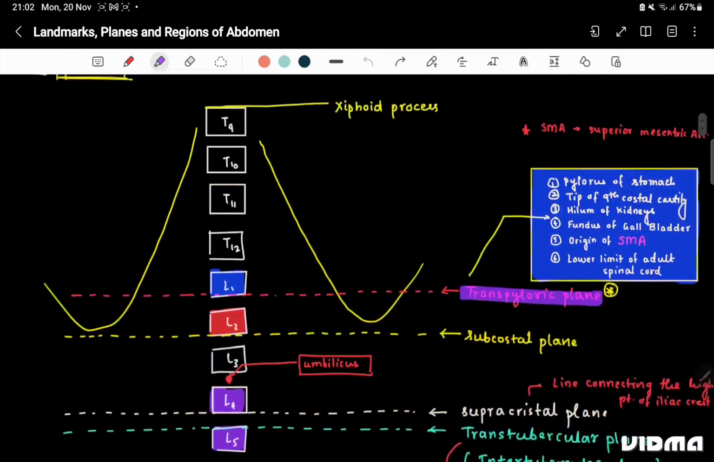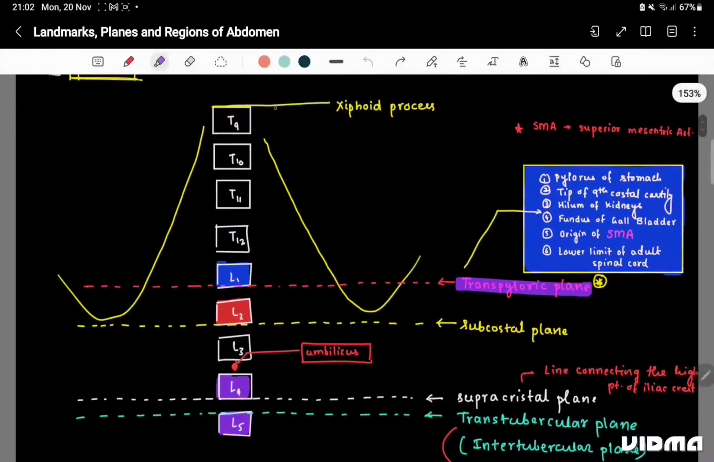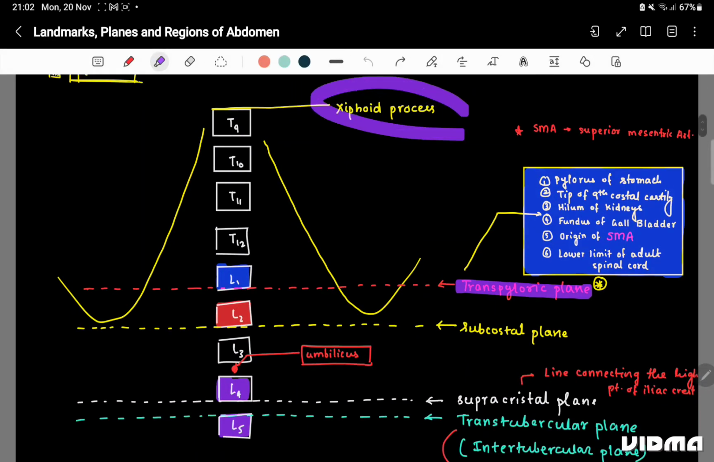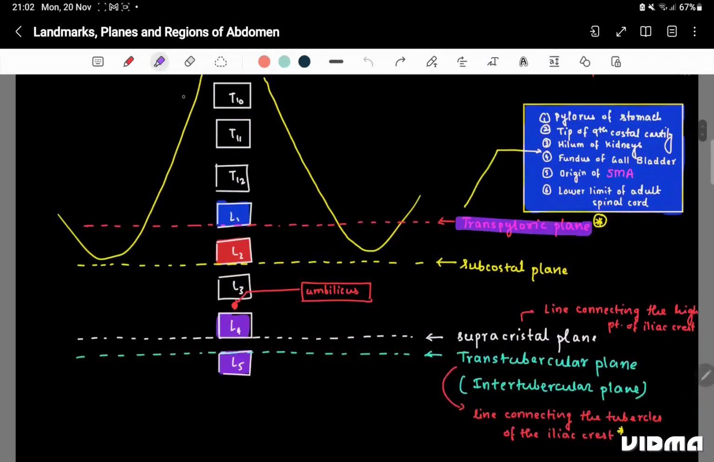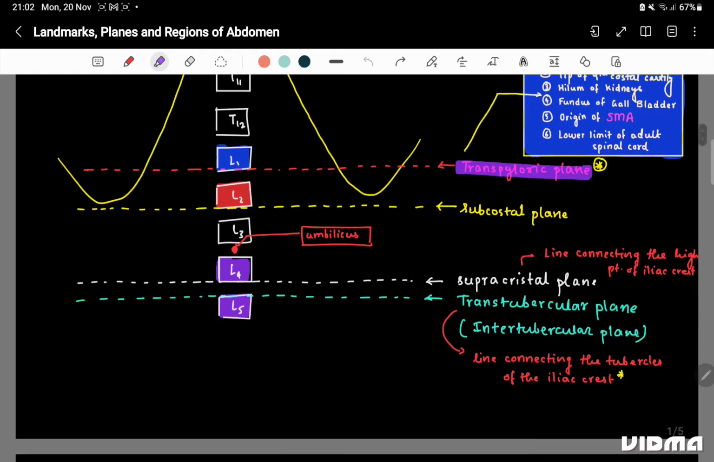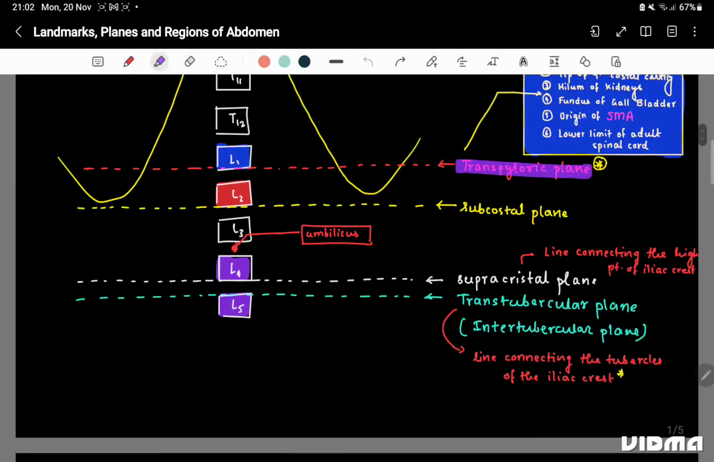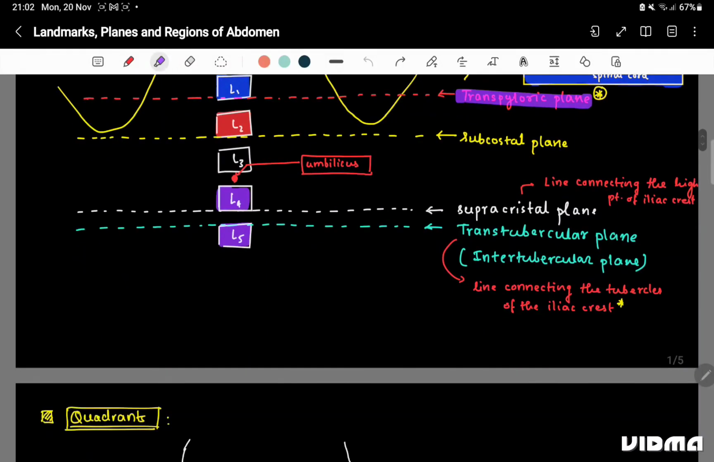Now talking about the planes. The xiphoid process lies at the upper border of T9. Then we have these divisions: T10, T11, T12, L1. At the lower border of L1 we have the transpyloric plane. At the lower border of L2 we have the subcostal plane. The umbilicus is present between L3 and L4. We'll discuss more about the umbilicus later.